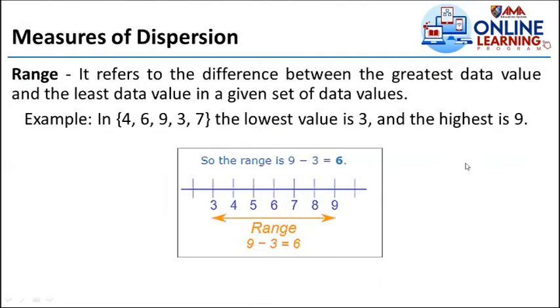Okay? Next, we have the measures of dispersion. We have the range. It refers to the difference between the greatest data value and the least data value in the given set of data values. Example, we have 4, 6, 9, 3, 7. So we have 1, 2, 3, 4, 5 elements. Okay? So what you're going to do, you're going to compute for the range of these data sets. So the lowest value is 3 and the highest is 9. So by using the range formula, range is equal to highest minus lowest. So the answer is 6.